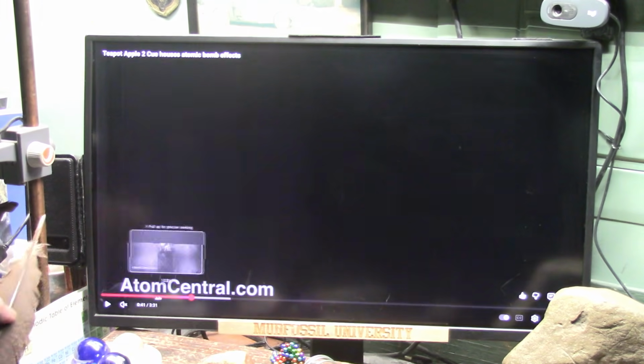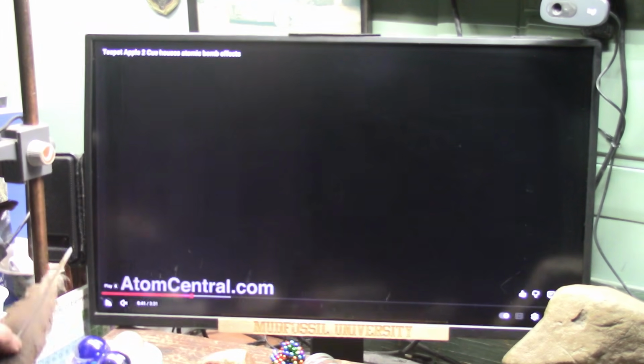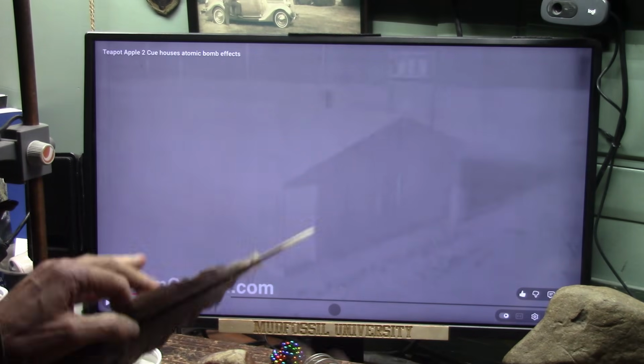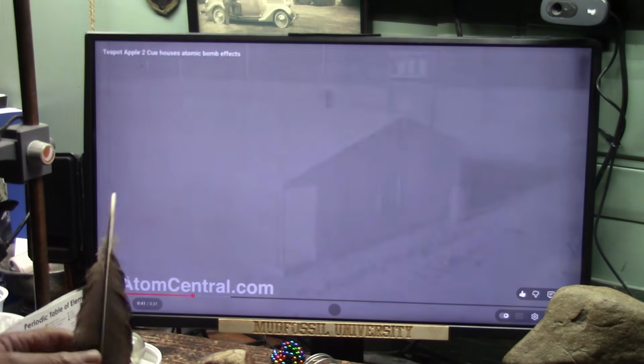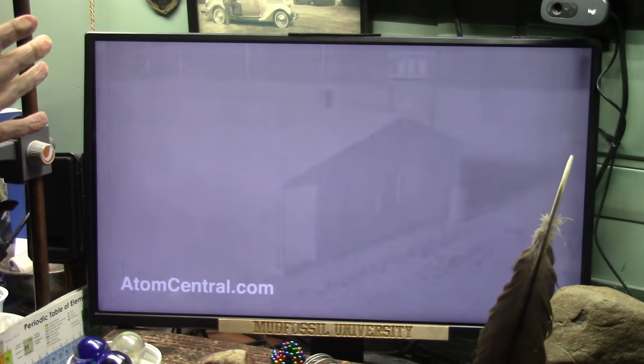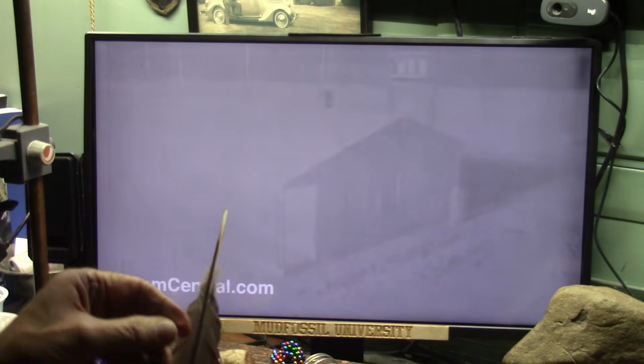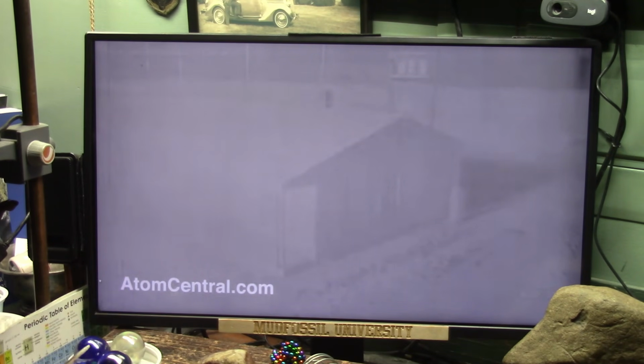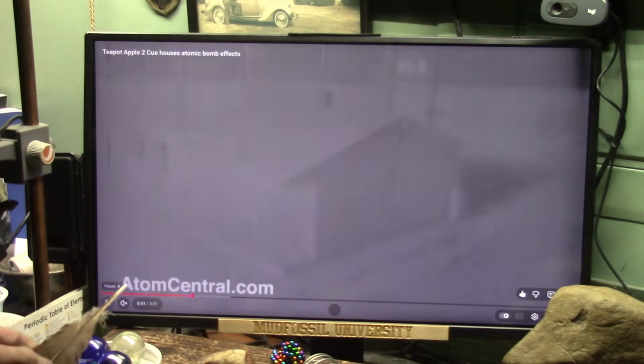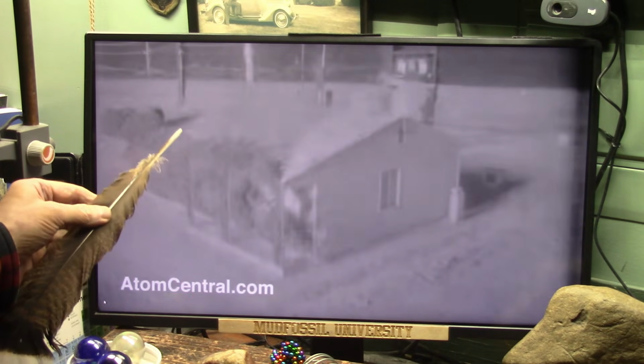They set the bomb off. This is run extremely slow. Boom. The bomb just went off. I stopped it. All you see is bright white. That's it. There's nothing. Now watch this. Not a thing moves, but the house burns. Look at the house burning.